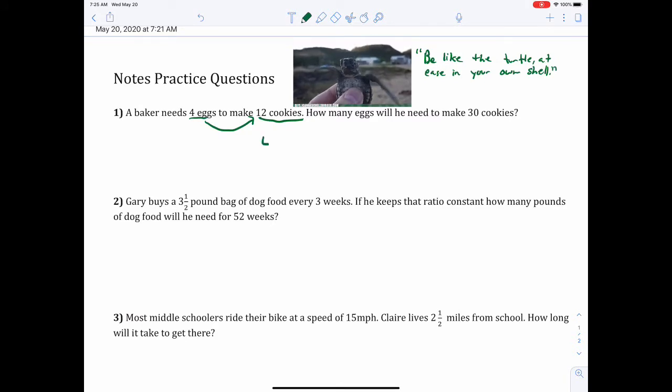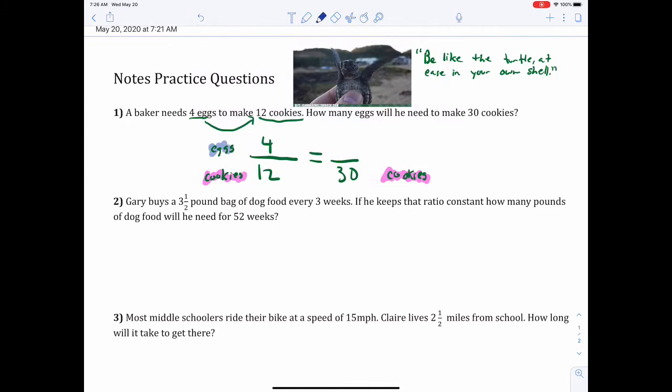So what I'm going to do is we're going to go like 4 over 12. These are the eggs. These are the cookies. 4 eggs for 12 cookies. And we're going to set that equal to, because these things will stay constant, well, we want to figure out how many eggs for 30 cookies. So we're going to put the 30 on the bottom of this fraction because we want the cookies to line up. There's cookies, there's cookies. And then the eggs are also going to line up. There's eggs, and we're not sure what eggs are, so that's x. But eggs is still over here.